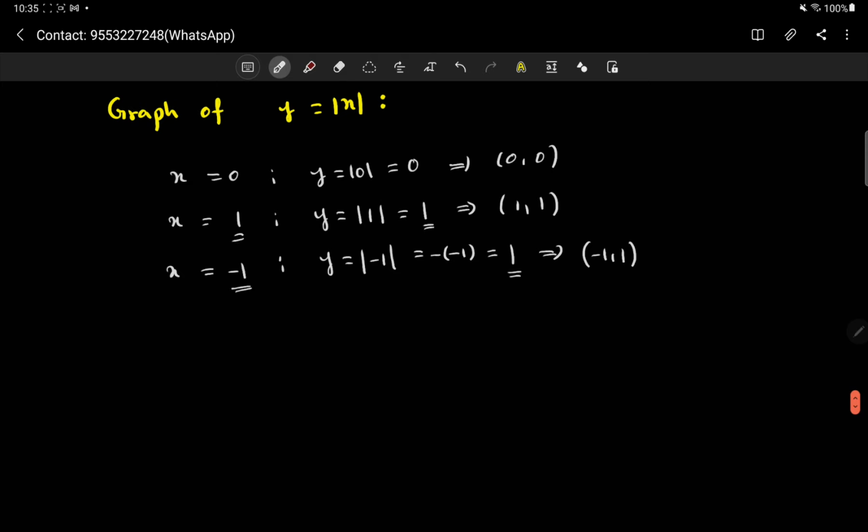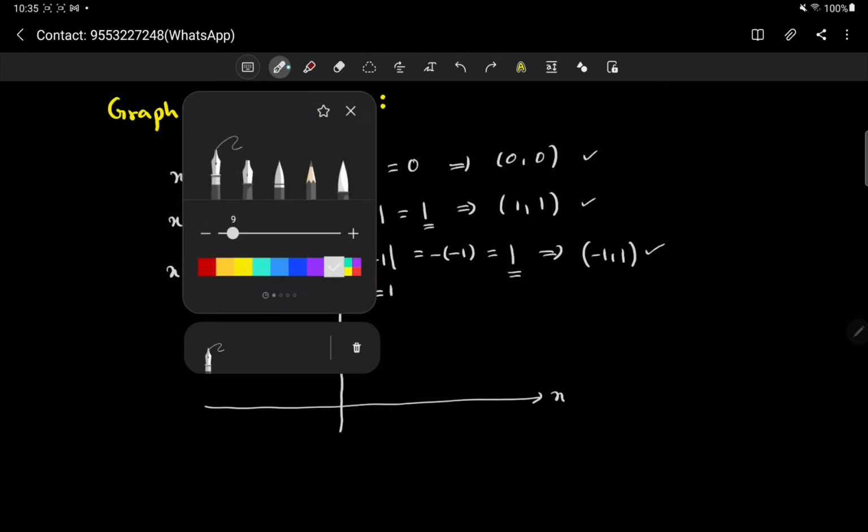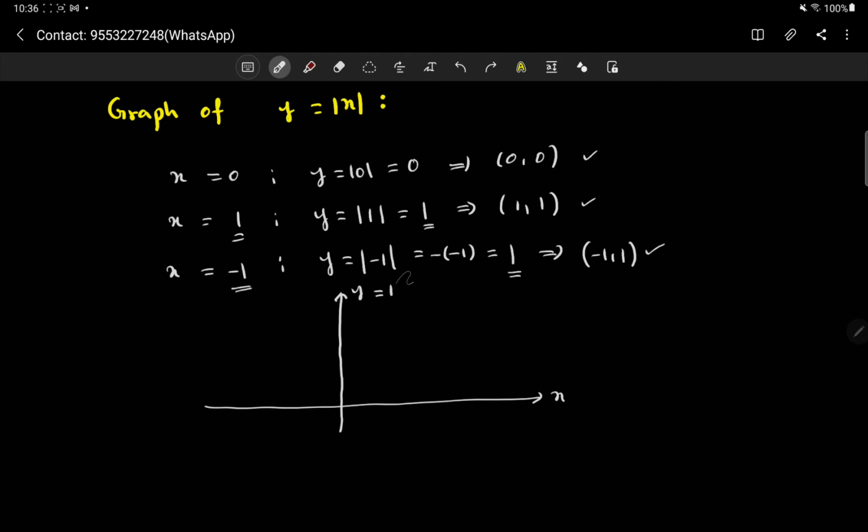Okay, so now we are having 3 points. Based on those we can draw its graph. This is the y-axis and this is the x-axis. On the x-axis we will give x values, and on the y-axis we will give y values. Y values are nothing but modulus of x values only. So see here, on the x-axis I am giving these values 0, 1, 2 like that, and on the negative direction minus 1, minus 2 like that.